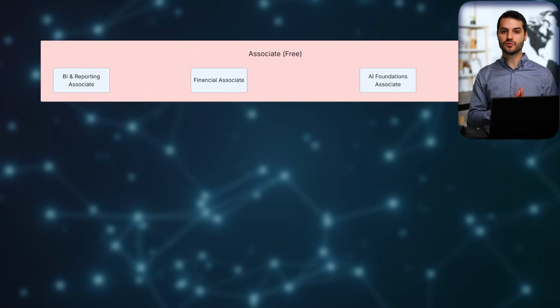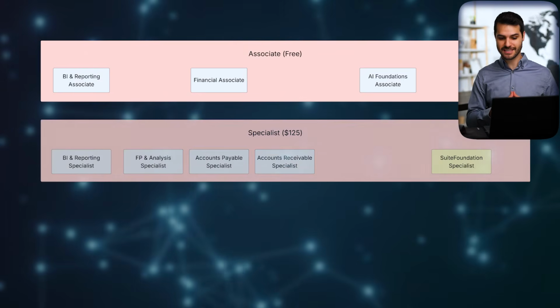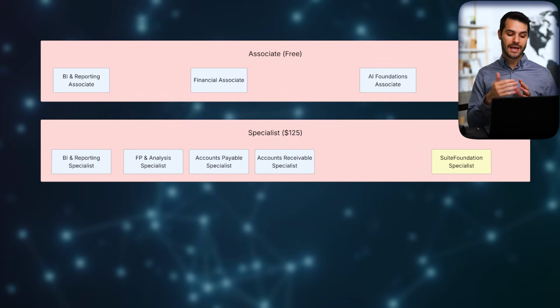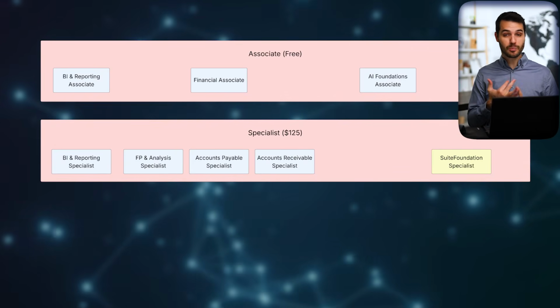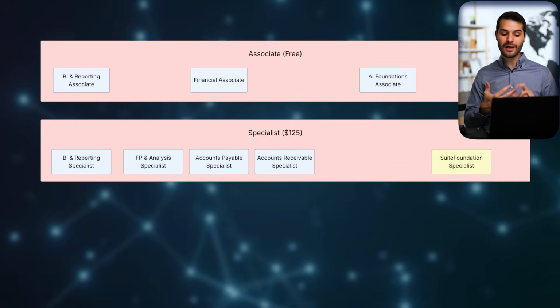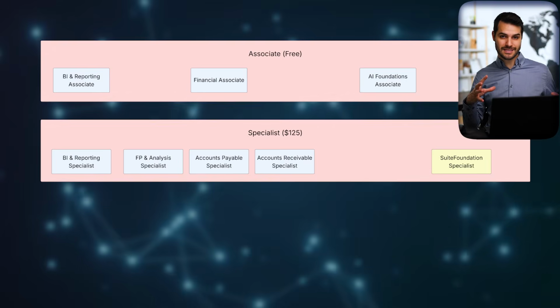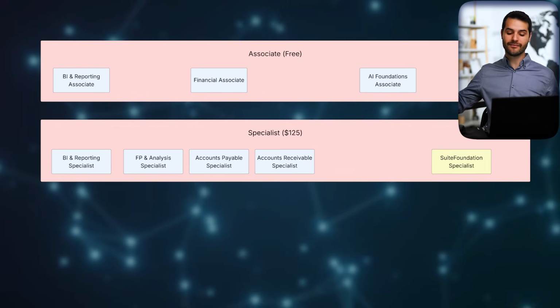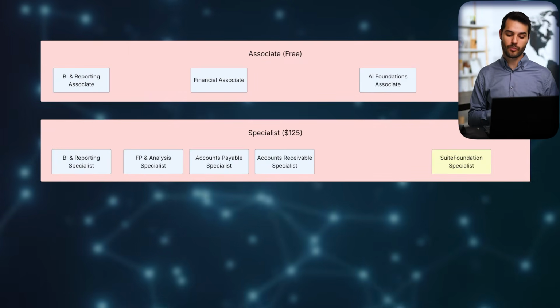Then we move down into what you could consider the more intermediate level, which is called the specialist tier. And moving from left to right, we have the BI and reporting specialist, the financial planning and analysis specialist, AP or accounts payable and accounts receivable specialists. So those are the 4 new ones at this tier. And then we also have the Suite Foundation specialist, which is really just a copy over from what we priorly had.